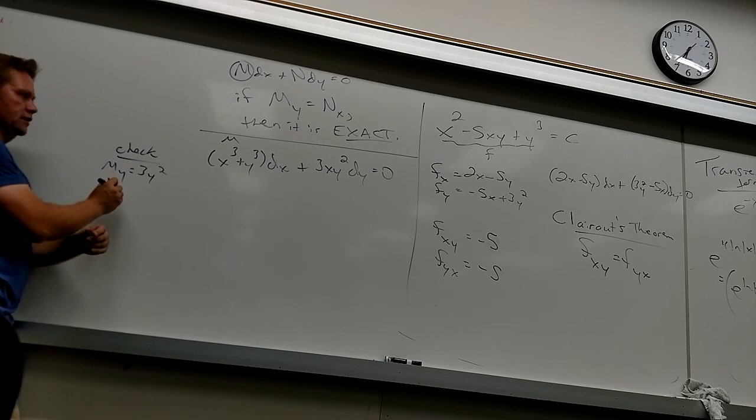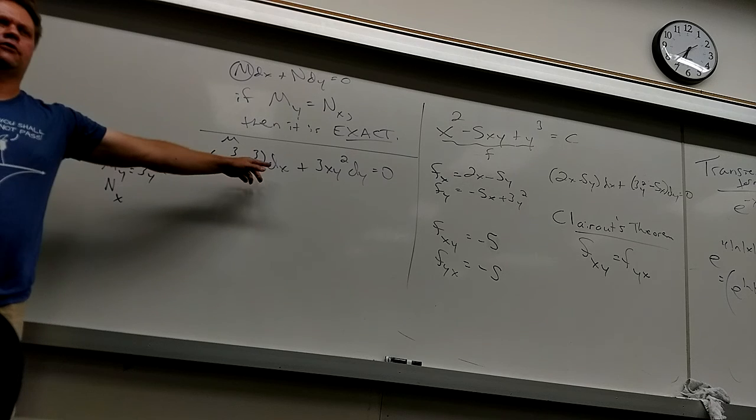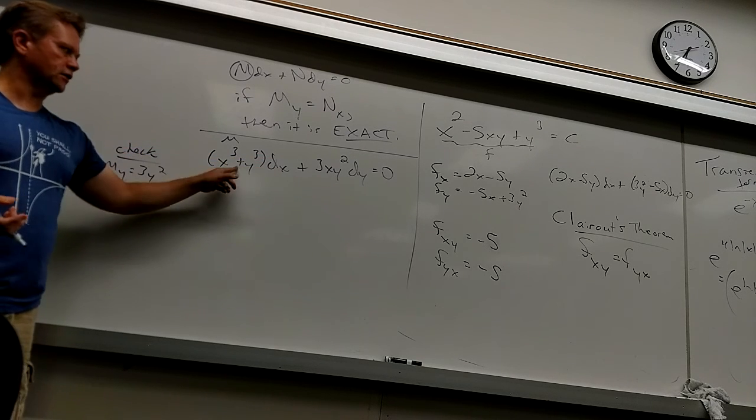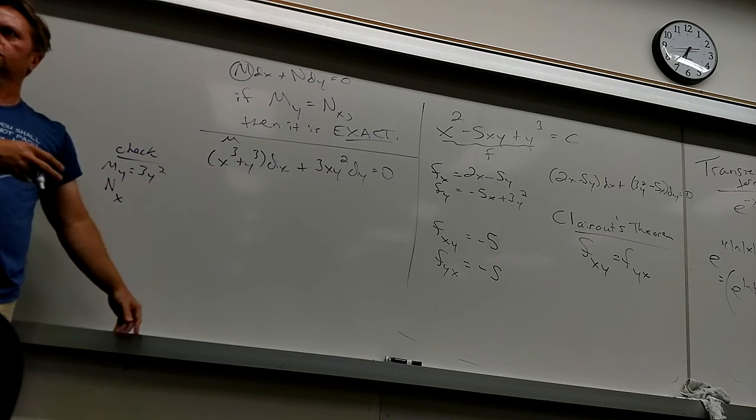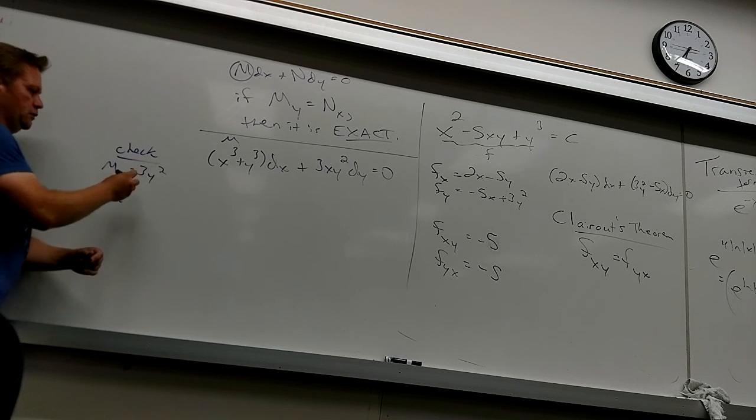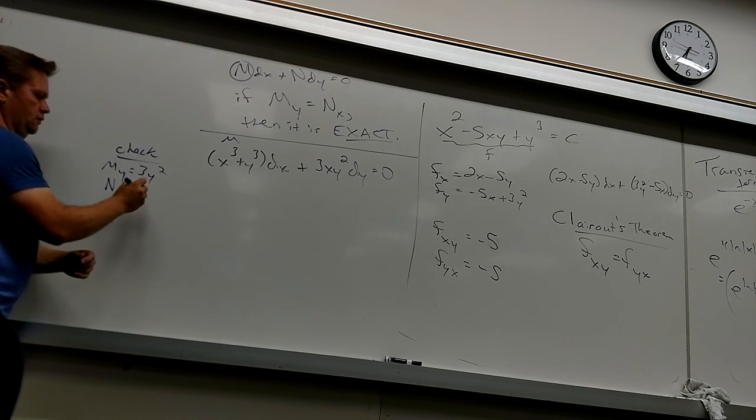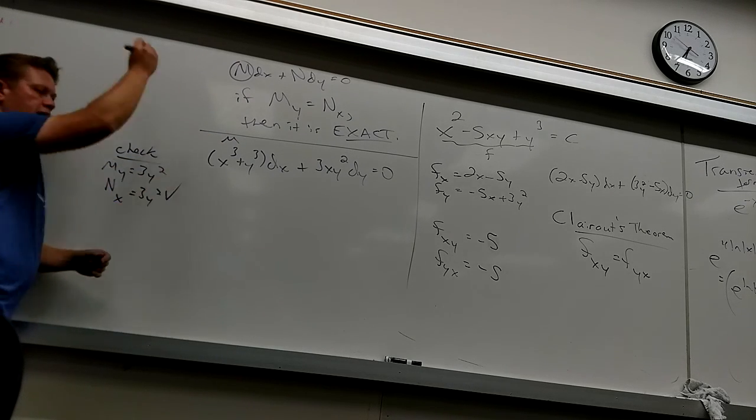And then you check that against Nx. And real quick, you guys can see how to remember this, right? Sorry, dx, so I've got to check it dy. I've got to do the other one. Nx is going to be what? 3y squared. So check, it is.